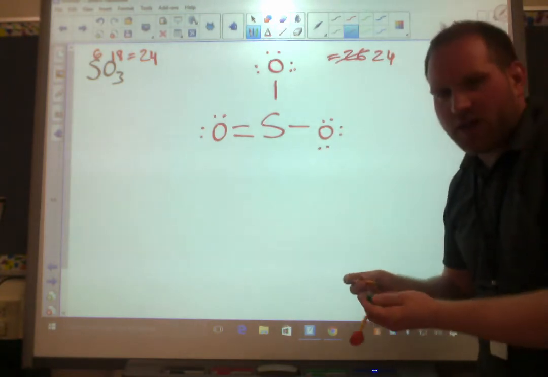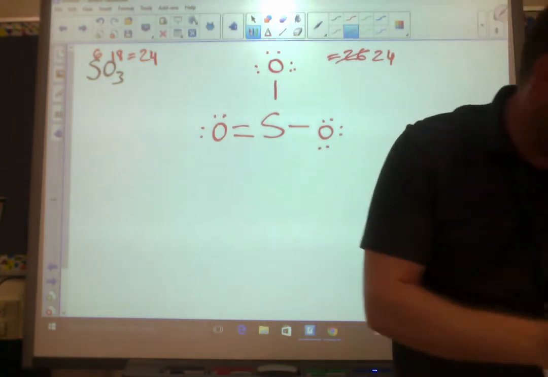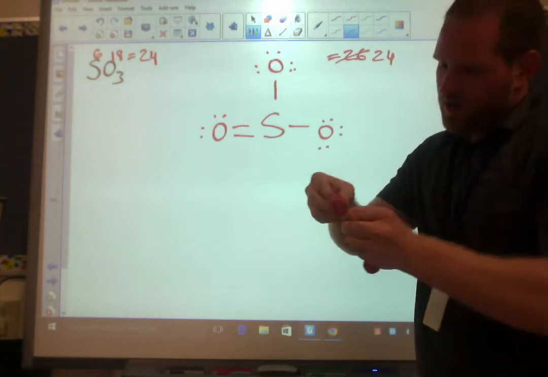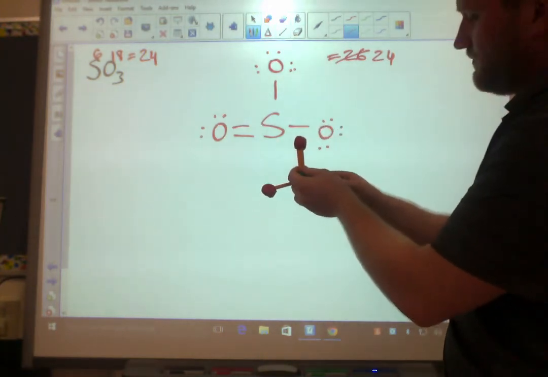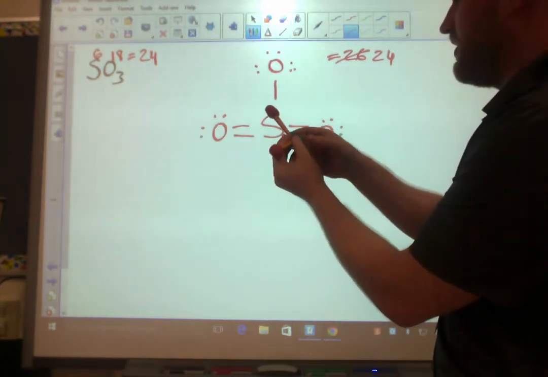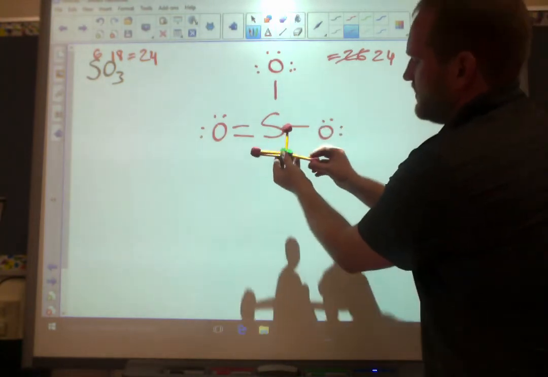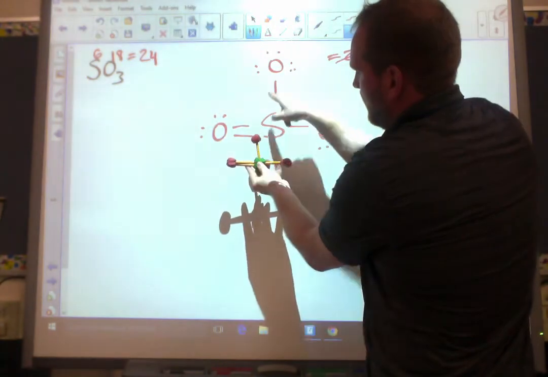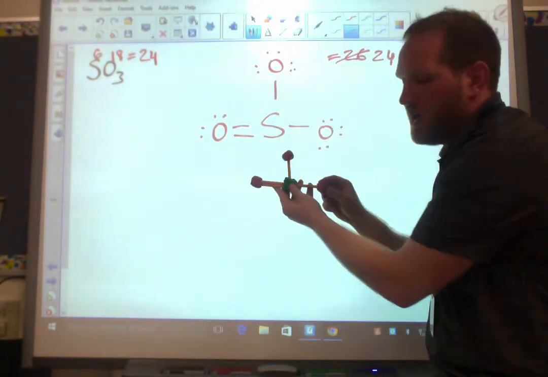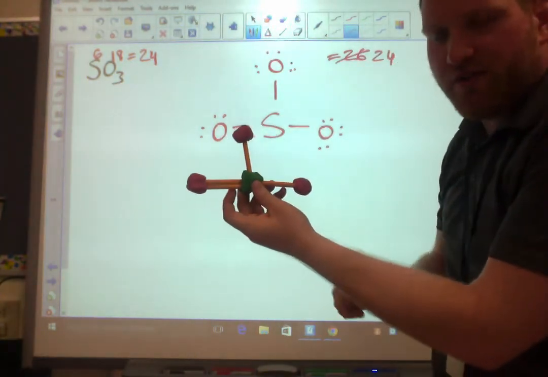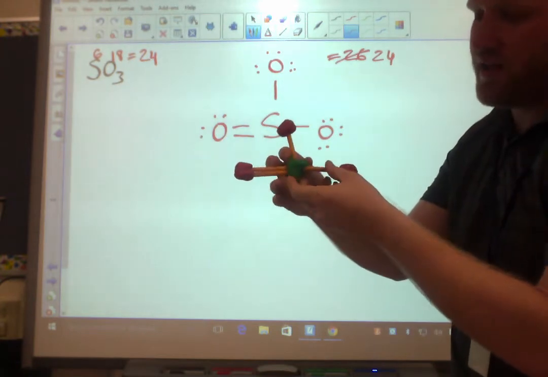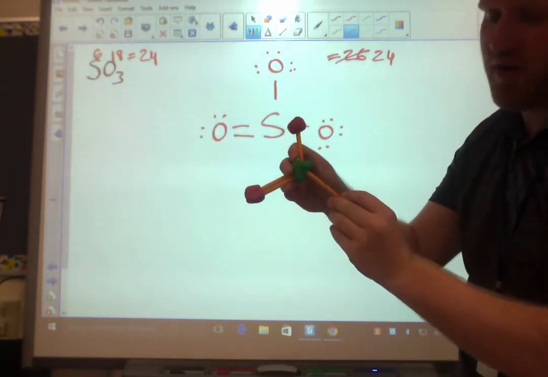So what's this really going to look like three-dimensionally? Well, we have a double bonded oxygen. This is kind of like what we're seeing now, if I just copy what's up there. We see a double bonded O, a single bonded O, and a single bonded O. But is this what it's really going to look like in real life? No. These are going to repel each other, and they're going to form this perfect kind of triangular shape like that.